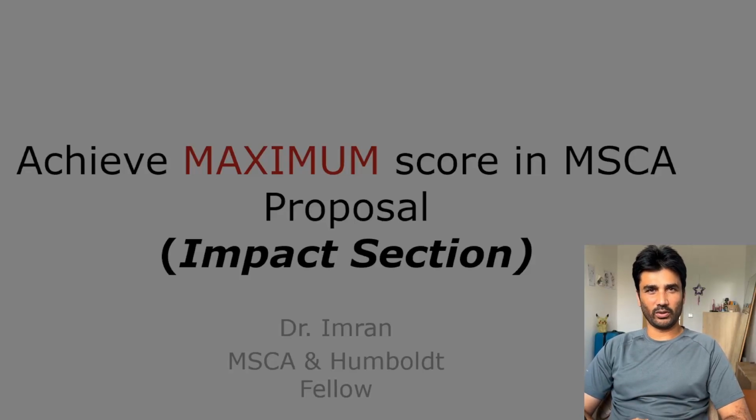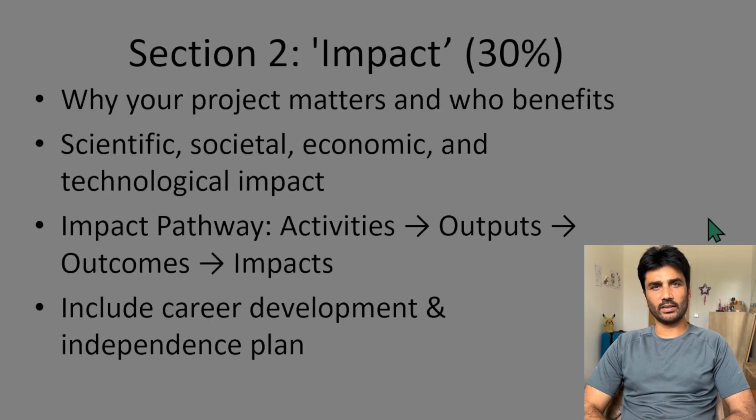Today I will talk about the impact section of the Marie Curie proposal and how to achieve a maximum score in this section. I will share practical examples from my proposal where I got 5 out of 5 in the impact section, and I hope this video will be very helpful for writing a strong impact section of your Marie Curie proposal. So the impact section has a weightage of 30%.